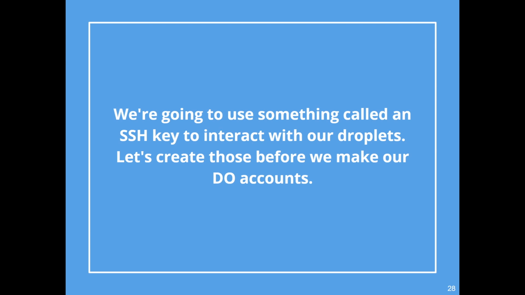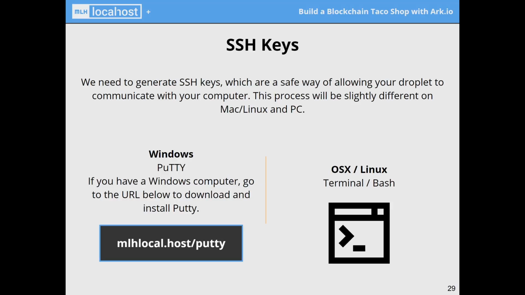So with that being said, what we're going to do first is generate an SSH key. It basically is going to allow us to interact with our virtual machine that we're going to create using DigitalOcean. To create these SSH keys and just to SSH in general, we're going to be using PuTTY on Windows, and then using Terminal and Bash on a Mac or a Linux machine.